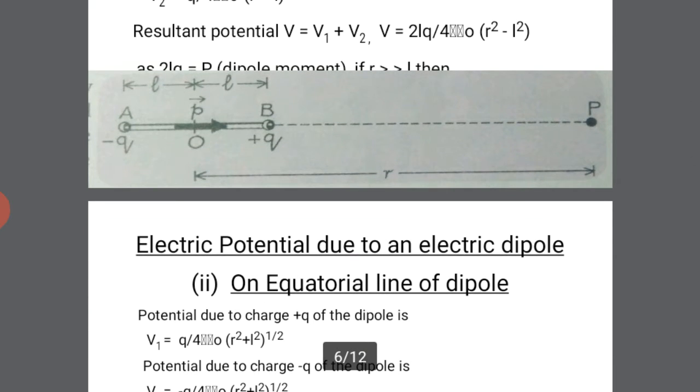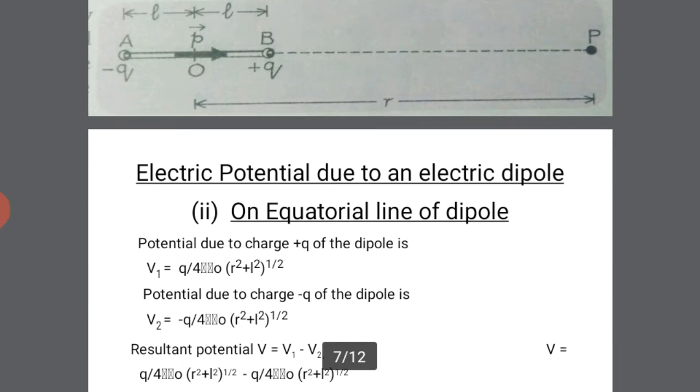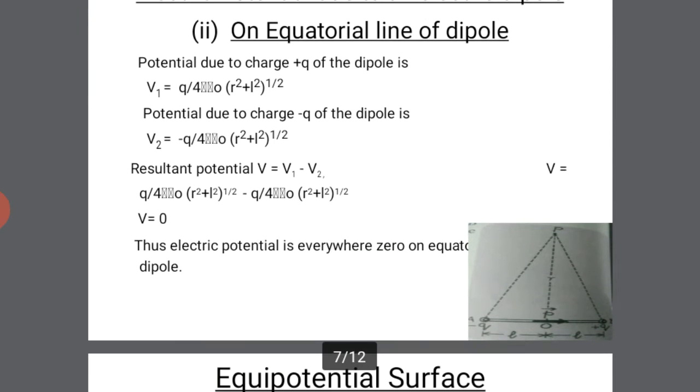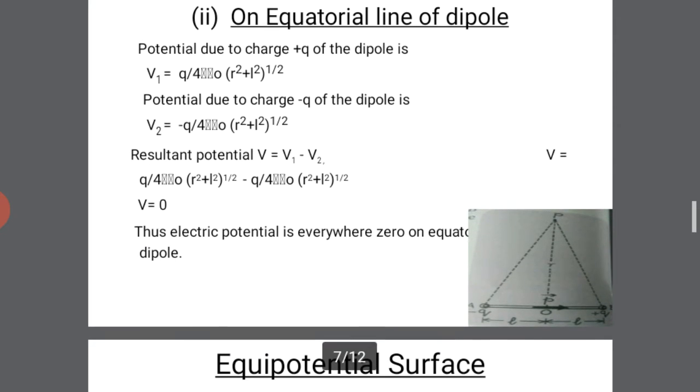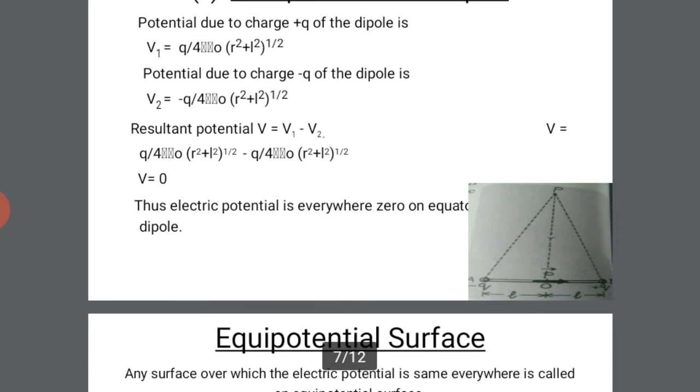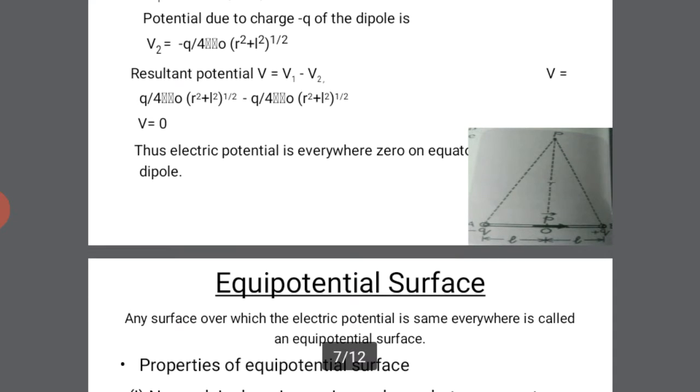Now our next discussion is the electric potential due to an electric dipole on the equatorial line of the dipole. For calculating the potential at point P, we have to calculate the potential due to charge Q and due to charge minus Q. On solving these potentials and calculating the resultant potential, we will get V equals 0.